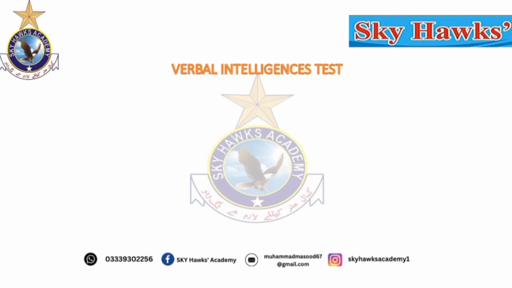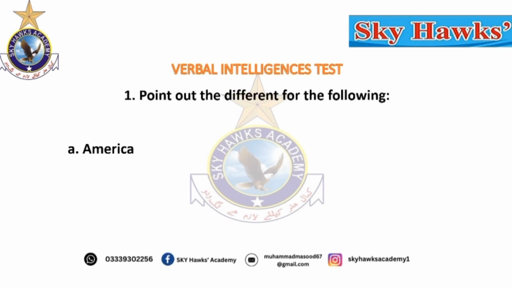Alright, so today we are going to move on towards our fourth class of verbal intelligence test. And the question we have with us is, first of all, we have to point out the different one from the following options: America, Africa, Asia and Europe. See, America is a continent, Africa is a continent, while Asia is another continent. So that's why all of these have a relationship, that all of them are continents.